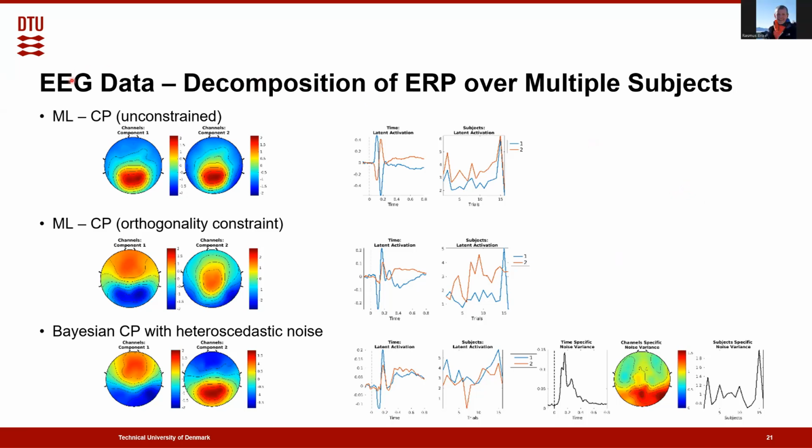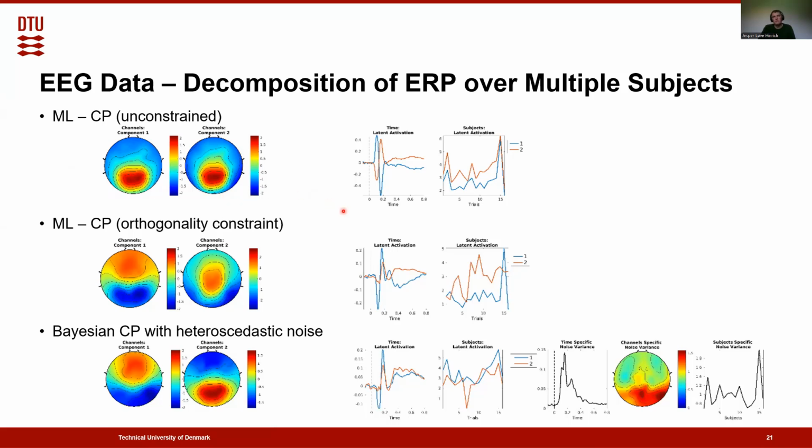We're good. So here we have the EEG data, which is brain imaging data, where you have electrodes placed on a scalp that you measure, and then you have multiple subjects going through some experiments. So you have them going through several trials of the same experiment. What you would really like to understand is how this differs across subjects and trials. So if you just do maximum likelihood CP, it is three-way data, then you get something that looks very similar, and that's not so nice.